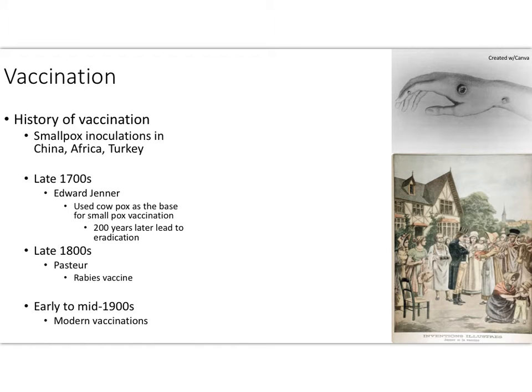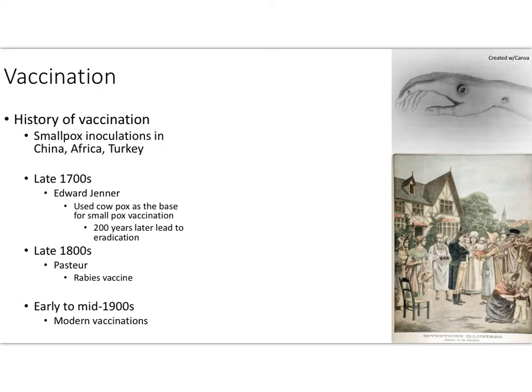Now, the history of vaccination is actually quite long. Although the vaccinations that we use these days were created in the early to mid 1900s, at least initially, the idea behind vaccination has been around for many years. There is evidence that in very ancient times, people in places like China, Africa, and Turkey had figured out that if they expose people to very small amounts of the smallpox virus, they can help protect that person from a big case of the disease later.